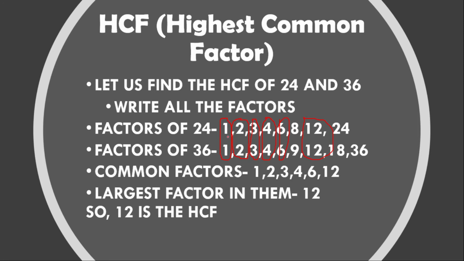So we have found 6 common factors in the factors of 24 and 36. Let us write those factors down: 1, 2, 3, 4, 6 and 12. Those are the common factors which we found. Now we have to find the largest factor among them. From the common factors which we found, the greatest common factor among them is 12. So the largest factor or the highest common factor among them is 12. So the HCF is 12.